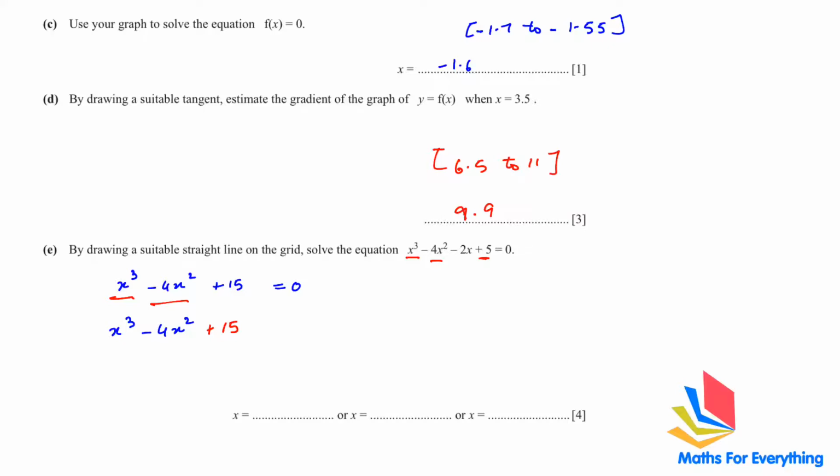How can we get plus 5? If we subtract 10, 15 minus 10 will give us 5. And what about negative 2x? We don't have any x's here, so we will just write it the same way. Negative 2x is equal to 0.